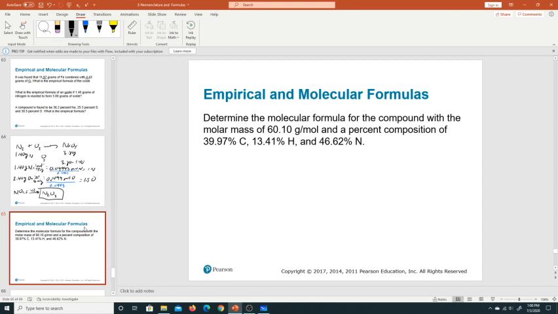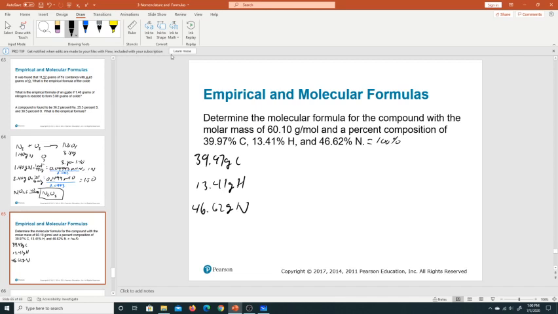So in order to figure this out, it's a little different. Here we have to find the molecular formula. In order to do that, I have to find the empirical formula first. So we have 39.97%. Now this should add up to 100%. So we'll make the assumption we have 39.97 grams of C, 13.41 grams of H, and 46.62 grams of N.